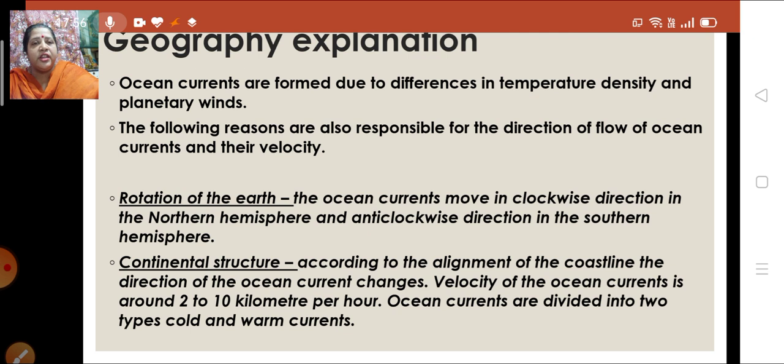Apart from these three things, which are the other things which affect the flow of ocean currents and their velocity? Which are the other two things? One is the rotation of the earth and the second one is continental structure. How much part of the land, part of the continent is facing the ocean, that plays a very important role.